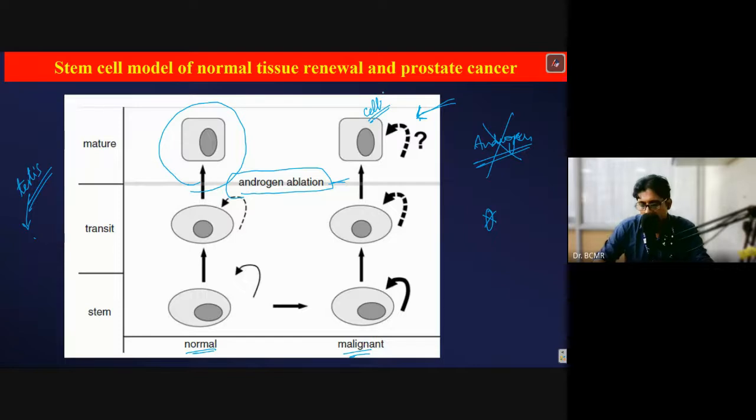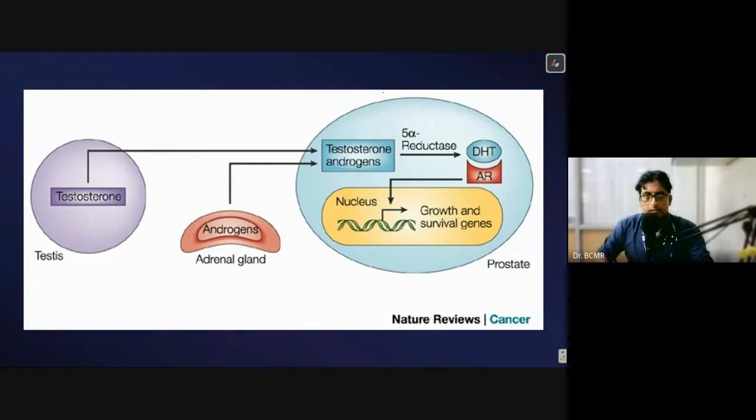Okay, we will see in the slides to come how that is possible. Let's review what we have discussed. From testosterone and the adrenal gland, we get these androgens. Testosterone and androgen will be converted by 5-alpha reductase to dihydrotestosterone, and dihydrotestosterone will bind to the androgen receptor, followed by dimerization and phosphorylation, and it is translocated into the nucleus and allows the transcription of several genes that are involved in growth and survival.